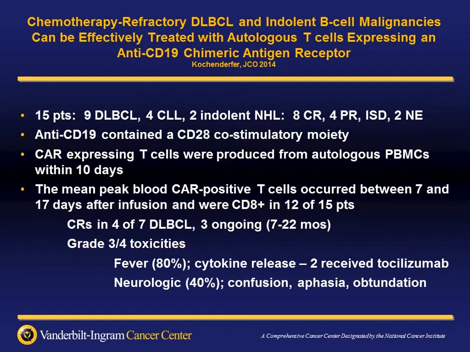They would take the T cells and it would take them about 10 days to produce the autologous peripheral blood CAR T cells. The mean peak CAR-positive T cells occurred after infusion between days 7 and 17, and the majority were CD8 positive. They achieved CRs in 4 of 7 diffuse large B-cell lymphomas, and 3 are ongoing. This is a toxic approach. The grade 3-4 toxicities, high fevers, they can have this cytokine release storm. In 2 of the patients they used tocilizumab, an antibody to interleukin-6.